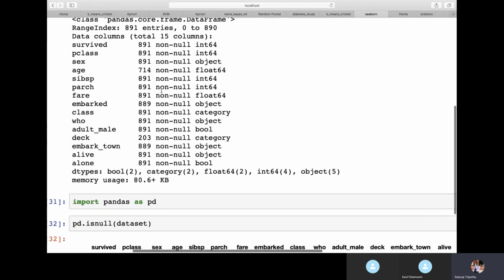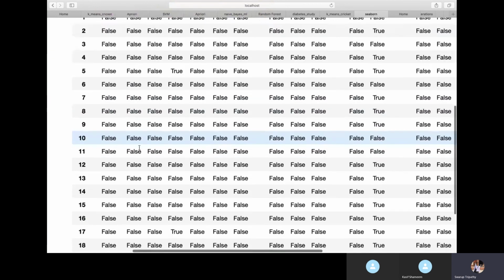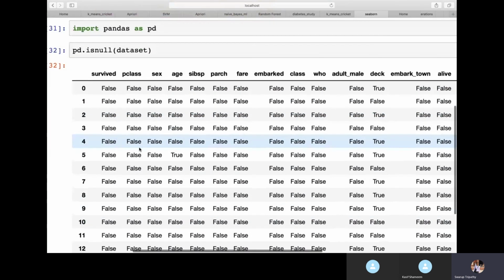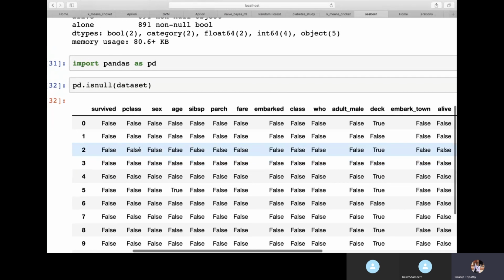You can also do this by importing pandas. Here there is something called pd.isnull. So pd.isnull will tell you if there is any null value within the data. It shows you everything in true and false. We can also plot this and visualize where there is a null value. Okay, you can try this pd.isnull. Done.